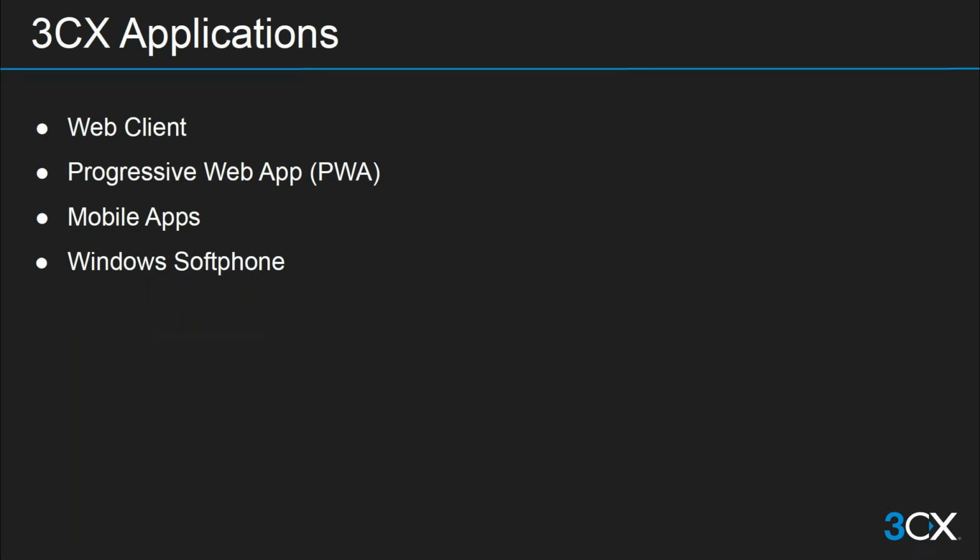We have the following 3CX applications that are available: the web client, the progressive web app, which is the browser extension, the mobile app, which we can have on Android and iOS, and the Windows softphone. And if you've seen the latest improvement on the Windows softphone, you will see that this most likely becomes the go-to again for many, many users in the future in order to use 3CX.